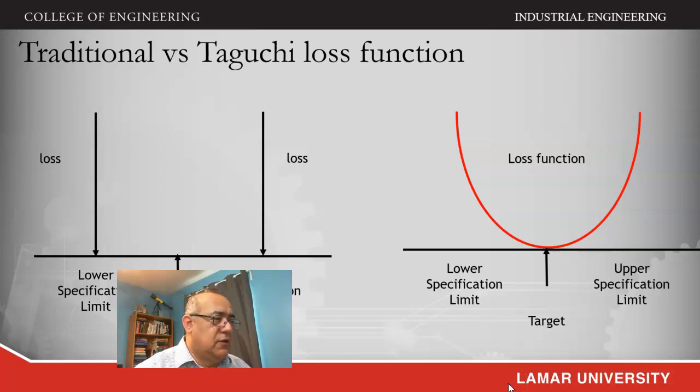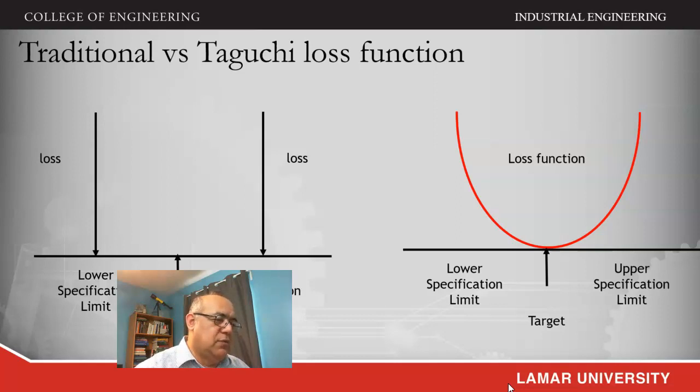On the other hand, you have the Taguchi approach. The Taguchi approach is you only minimize the cost if you are on the target. Any minimal fluctuation around the target begins to create problems. And that has been proven.